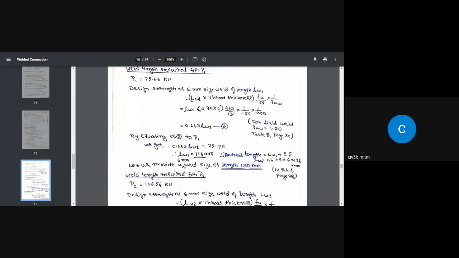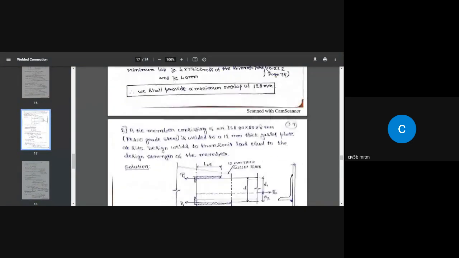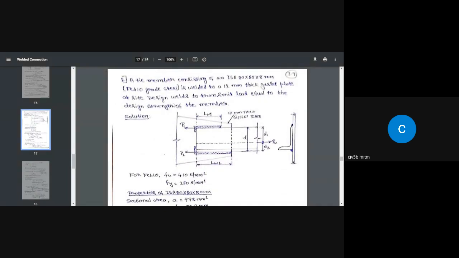So FU is 410 divided by √3 multiplied by 1 divided by 1.50. So gamma MW is 1.50. So why have I taken 1.50? Again, I will go to the problem. In the problem, if you read it, design welds to transmit load equal to the design strength of the member. Okay. And another is Fu 410 grade steel is welded to a 12 mm thick gusset plate at site. At site, remember. So we are doing the fabrication at the site, not at the workshop.